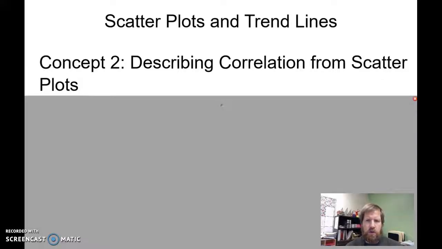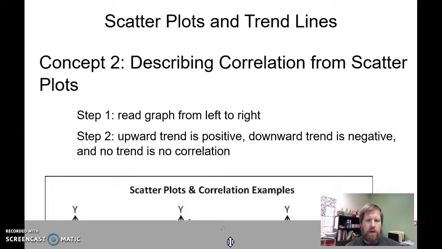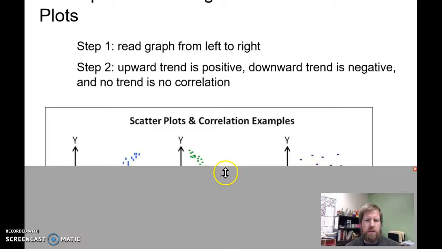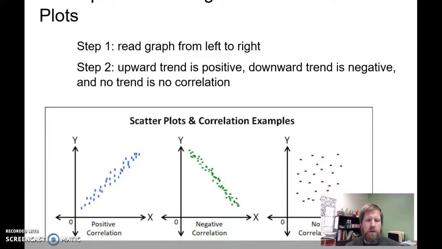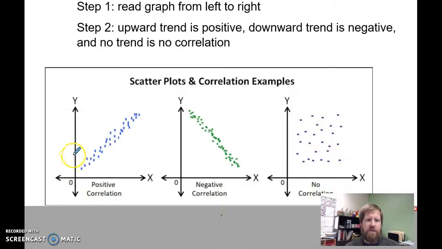Concept 2, describing correlation from a scatter plot. When you are looking at scatter plots and trying to determine the correlation, you're going to want to always read the graph from left to right. Read it basically from your 0 to the right, into larger and larger x values, or independent variable values. That way, if your numbers for your dependent variable keep increasing, you're going to have positive correlation.